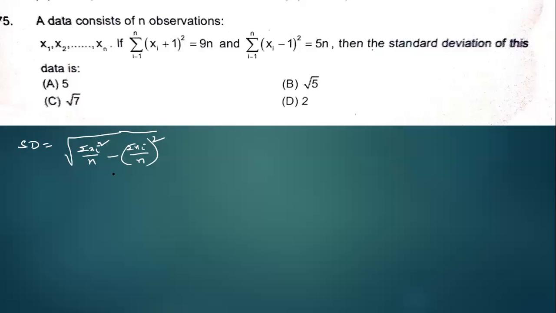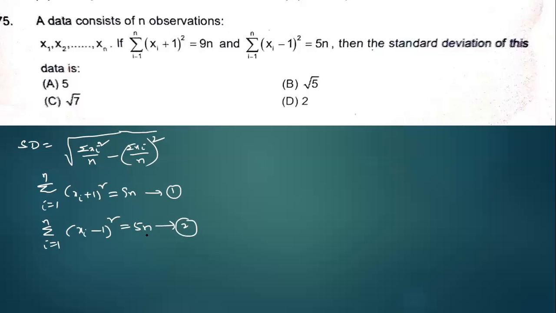What is the answer? So what is the condition given? Sigma i running from 1 to n, (xi plus 1) whole square is equal to 9n. This is equation 1, dear students. Sigma i running from 1 to n, (xi minus 1) whole square is equal to 5n. This is equation 2.